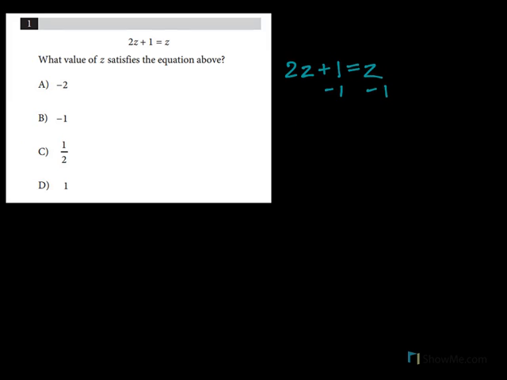So now we have 2z equals z, let's put a dash there so we don't confuse anyone, 2z equals z minus 1, and now we can subtract z from both sides. So 2z minus z would just be z equals -1, and that would be answer option B.